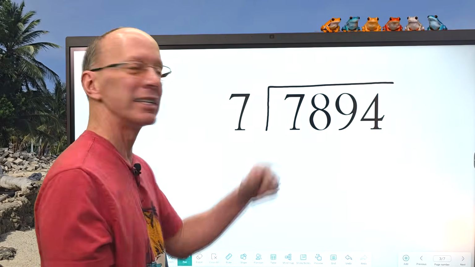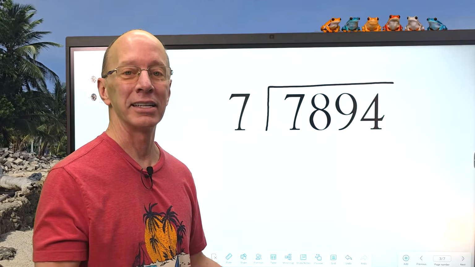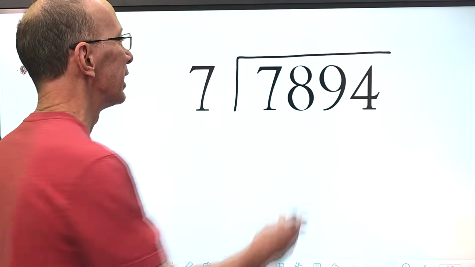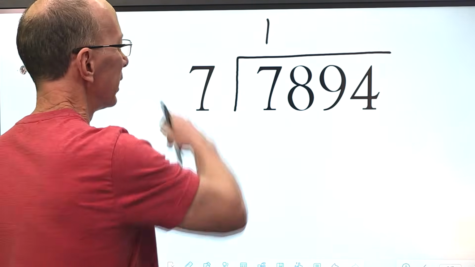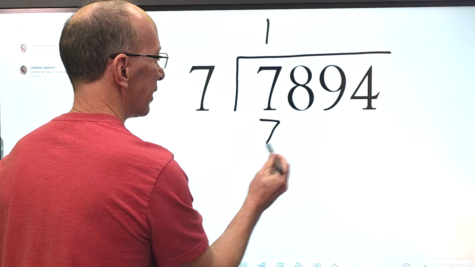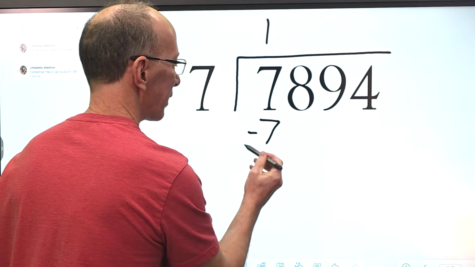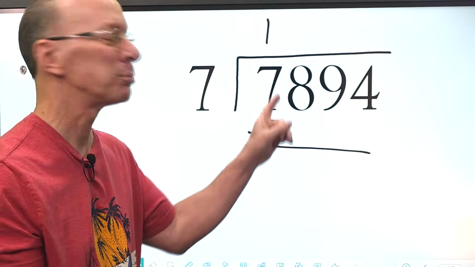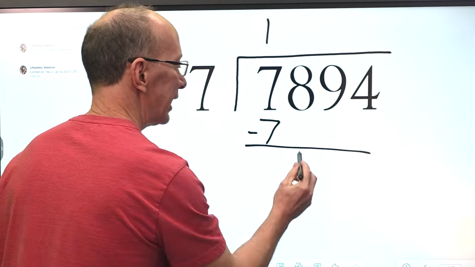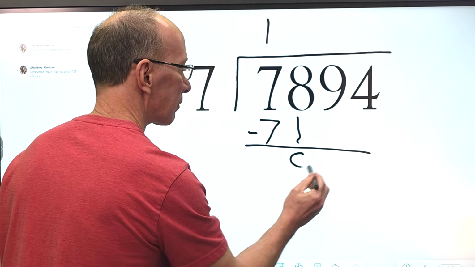All right. Can 7 go into 7? Yes, it can. How many times? Uno, 1 time. So we're going to put 1 right here. And I'm doing a little Spanish there. 1 times 7 is 7. All right, subtract. And 7 minus 7 is 0. Do not need to put the 0 there. Just bring that next number down, which is an 8, right down here.